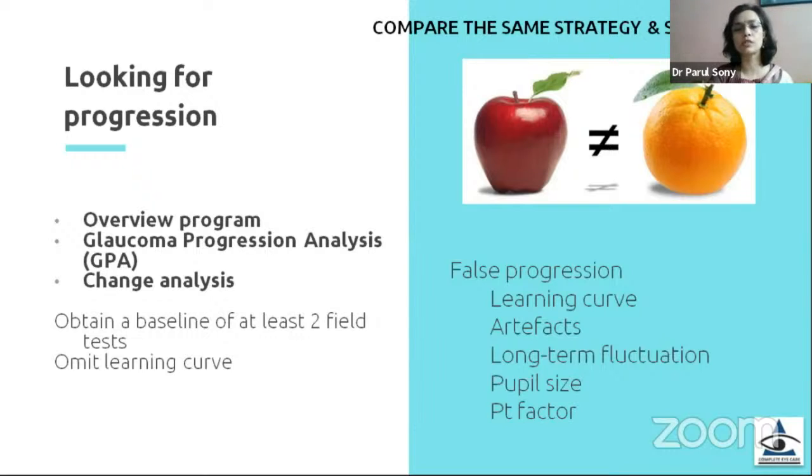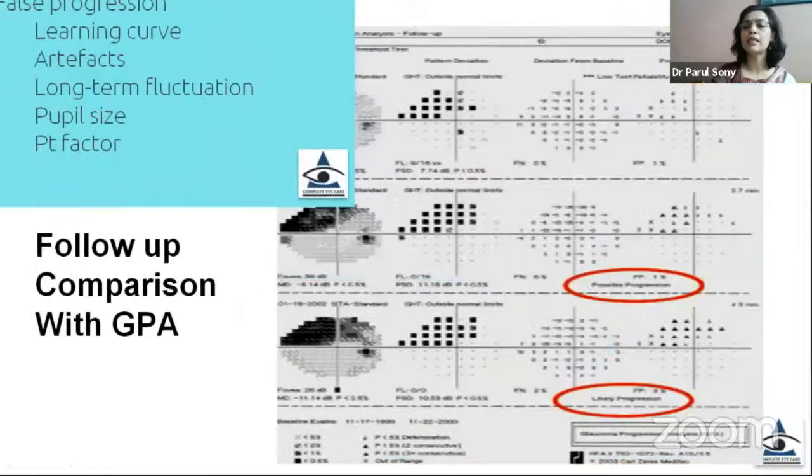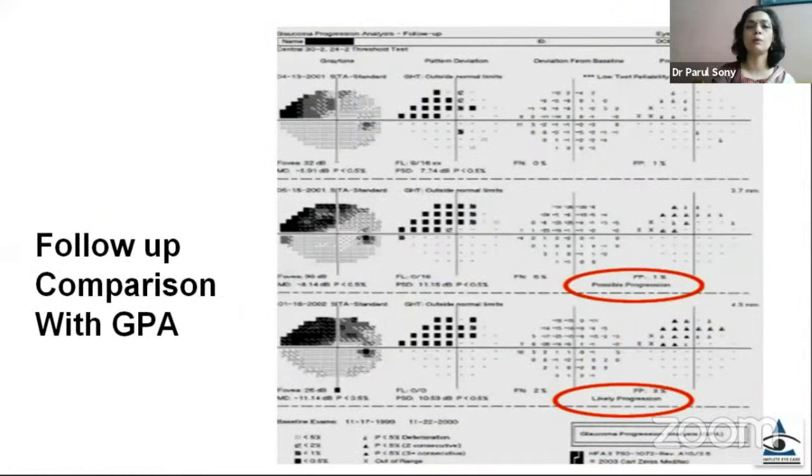If you're using an Octopus, follow up the patient on the same program. And we can have different options. You can use an overview program. You can use glaucoma progression analysis. And that's how you can pick up progression in your glaucoma patients.